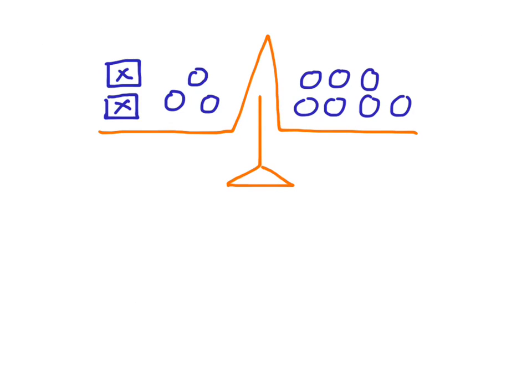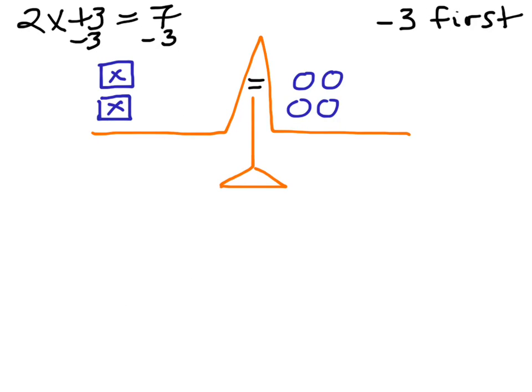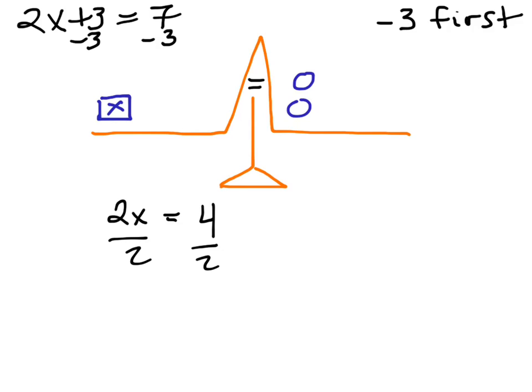So which of these feels easier? Let's look at these again. If you start by subtracting 3 first, now we have 2x equals 4, and then when I go to divide by 2, I'm taking my 2 objects on the left, dividing that in half, and now I have 1x, and on the right I have 4 objects divided in half, which gives me 2 objects, so that tells me that x equals 2.